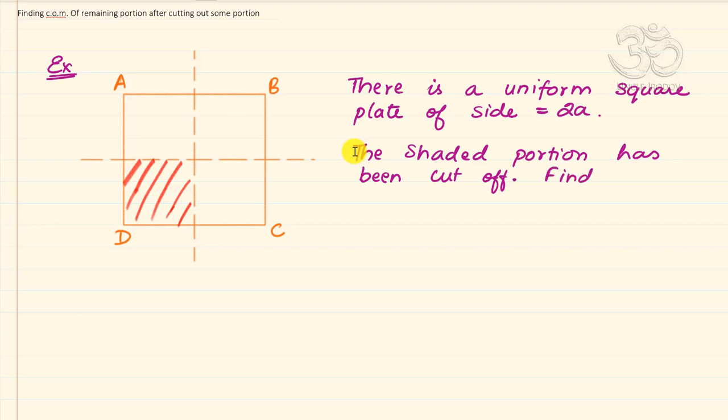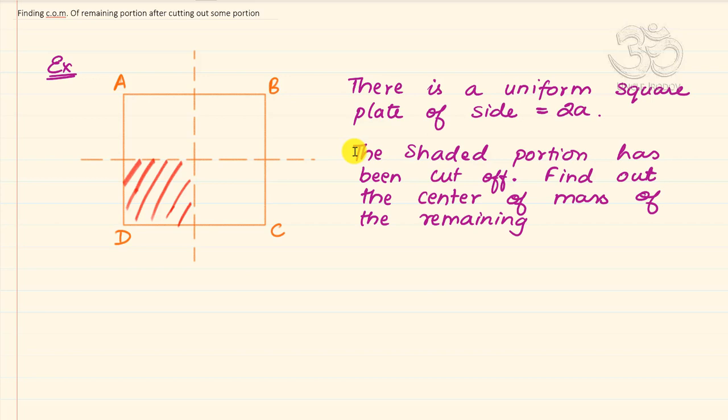Find out the center of mass of the remaining portion. And in order to find out the center of mass, how will you represent it? Maybe you can figure out the distance of the new center of mass of the remaining portion from the center of the old plate. So this point is O here.